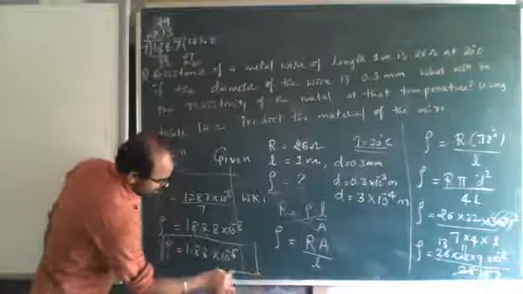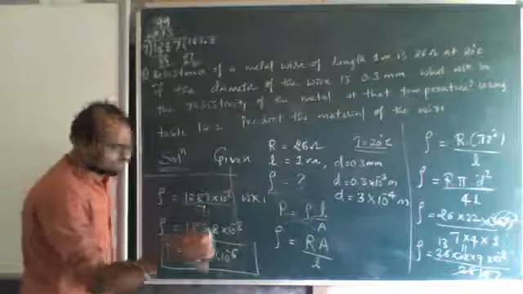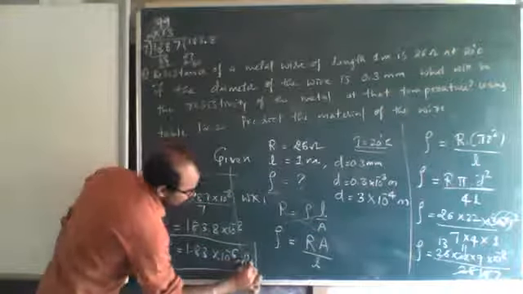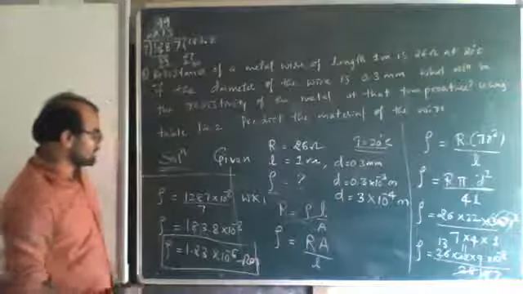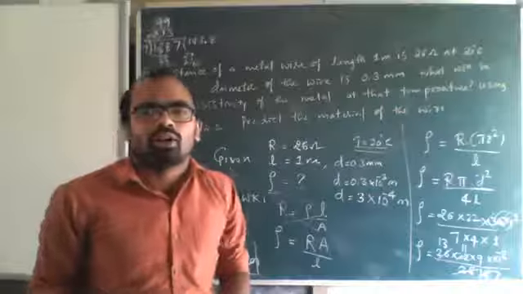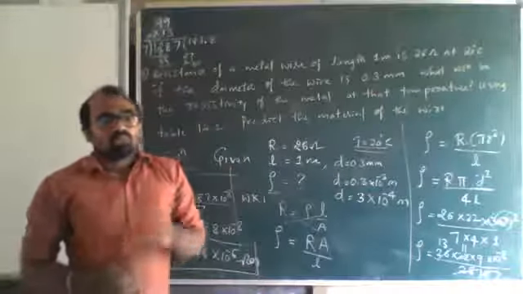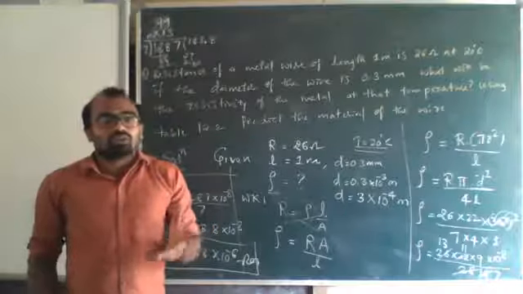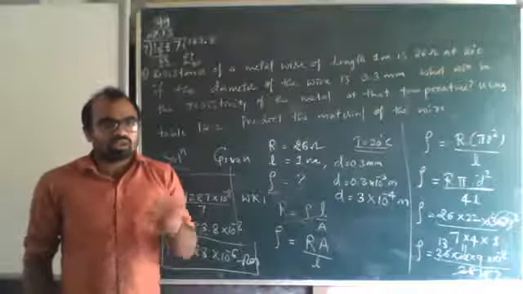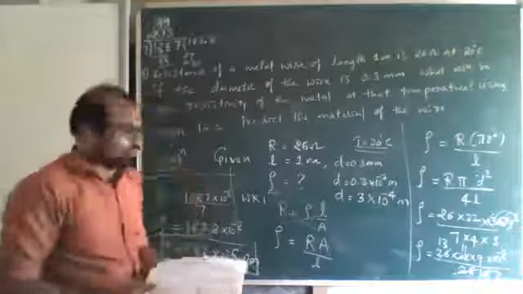resistivity. What is the SI unit of resistivity? Please tell me. That is ohm meter. SI unit of resistivity is ohm meter. 1.83 into 10 to the power minus 6 ohm meter. Now we will check this in table 12.2. Okay, which is having 1.83 or 1.84 nearly.